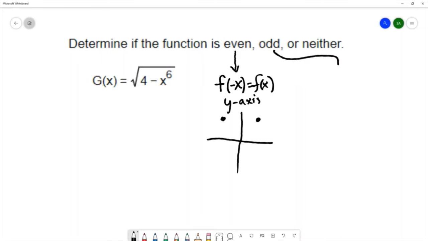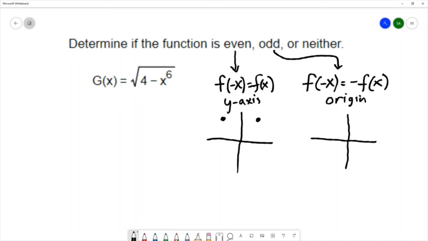When a function is odd, it would satisfy the definition f of negative x is equal to negative f of x. This is a symbolic way of representing origin symmetry. When you have origin symmetry, you're symmetric in opposite quadrants and you have that mirror image going over the origin.